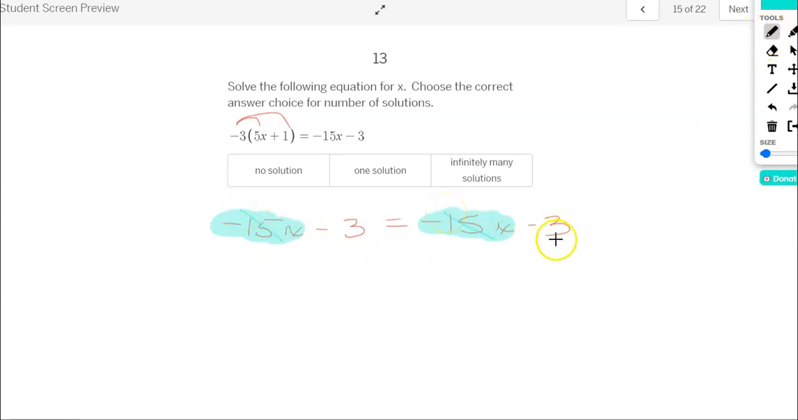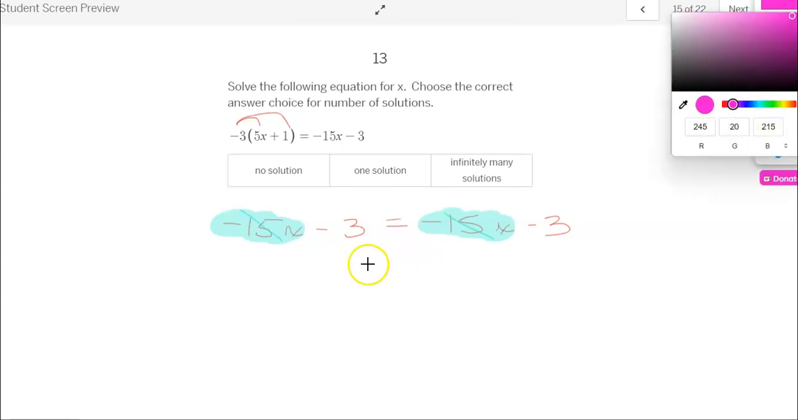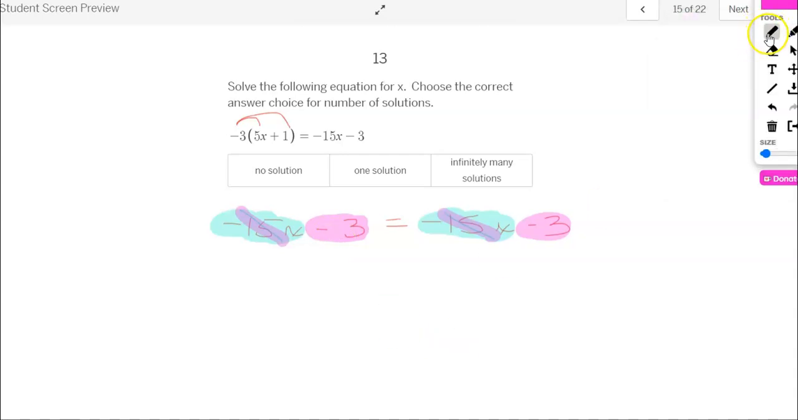So we'll mark through those. We also have constant terms that are the same. And so negative 3, if I canceled out the negative 15x's, I would end up with negative 3 equals negative 3. And you remember I told you, look at that and say to yourself, this is always true. So if it's always true, that means it could be any solution. And so we would choose infinitely many solutions because it wouldn't matter what number I put in for x. They would all work because negative 3 always equals negative 3. So that would be infinitely many solutions.